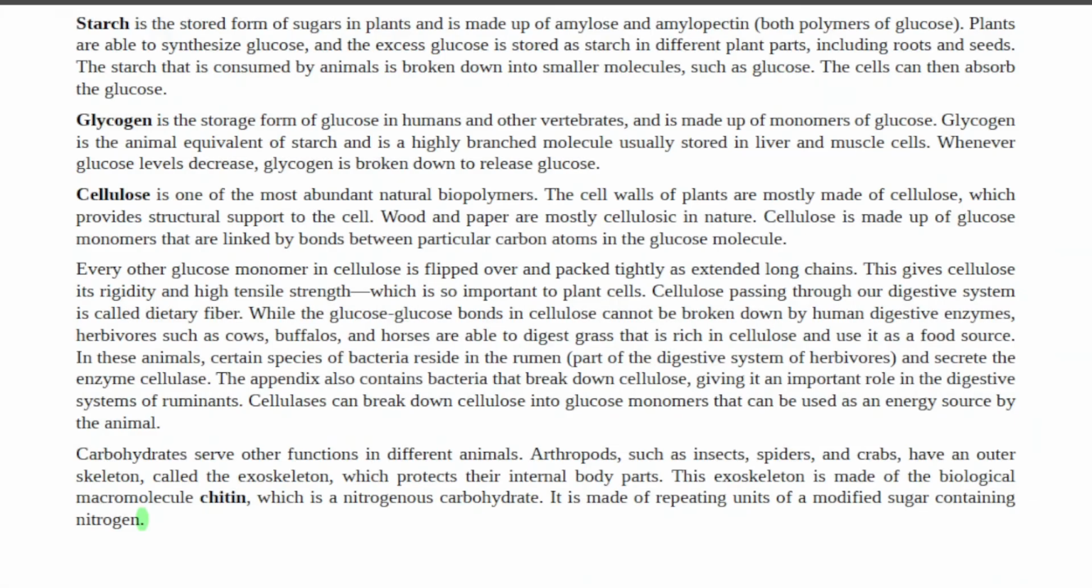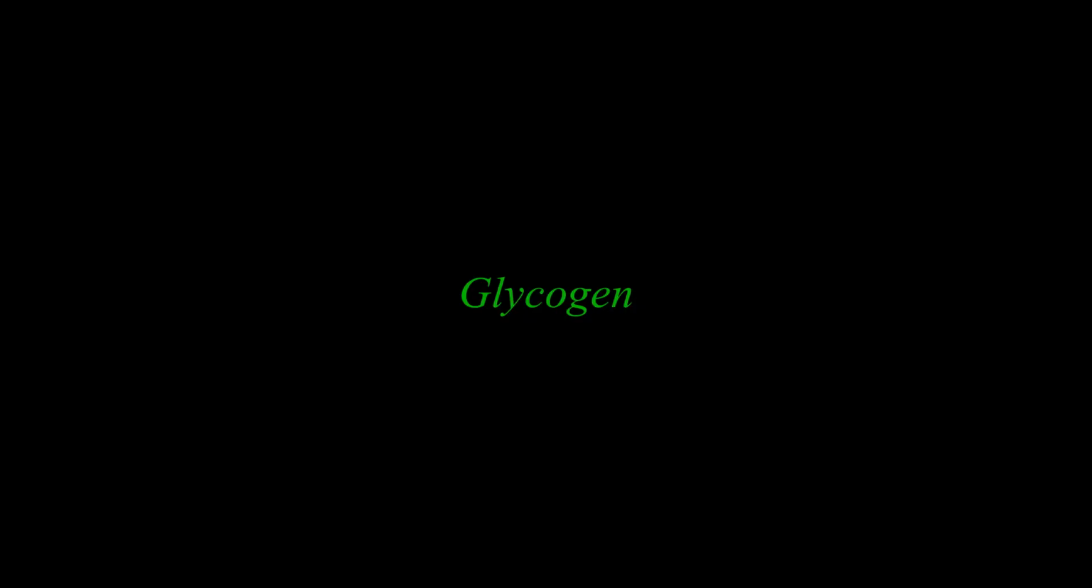Starch is a stored form of sugars in plants and is made up of amylose and amylopectin, both polymers of glucose. Plants are able to synthesize glucose, and the excess glucose is stored as starch in different plant parts, including roots and seeds. The starch that is consumed by animals is broken down into smaller molecules, such as glucose. The cells can then absorb the glucose.